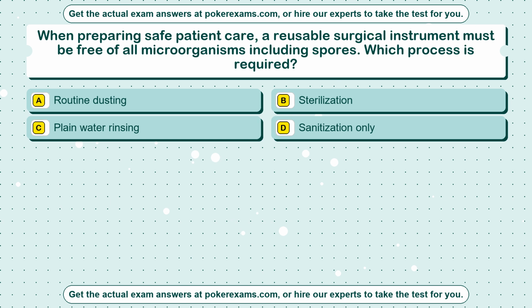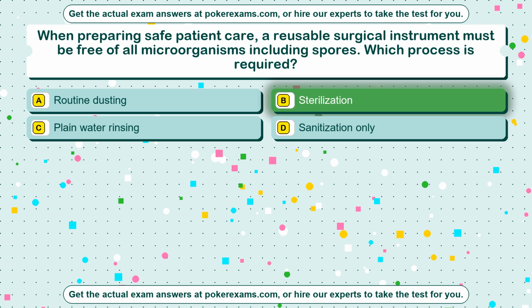Question 13. When preparing safe patient care, a reusable surgical instrument must be free of all microorganisms including spores. Which process is required? Option A. Routine dusting. Option B. Sterilization. Option C. Plain water rinsing. Option D. Sanitization only. The correct answer is option B.